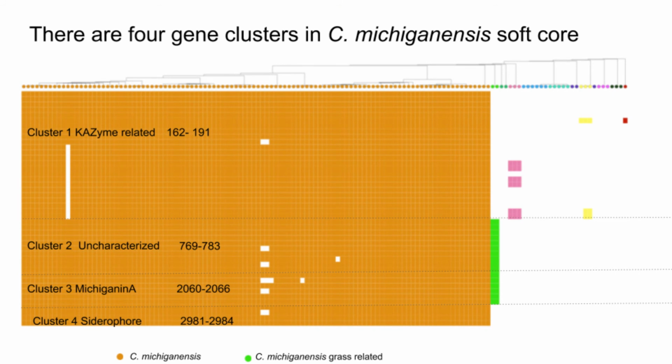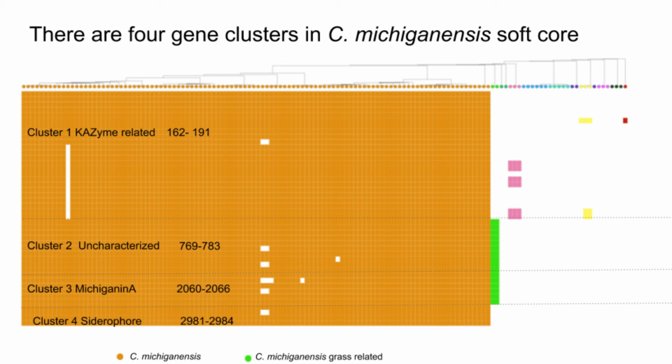We discovered 4 gene clusters in the C. michiganensis soft core. Cluster 1 shows an overrepresentation of caseins, while clusters 3 and 4 seem to be metabolite producers. Clusters 2 and 3 are shared with michiganensis strains isolated from grass, while cluster 4 is exclusive to C. michiganensis from tomato.